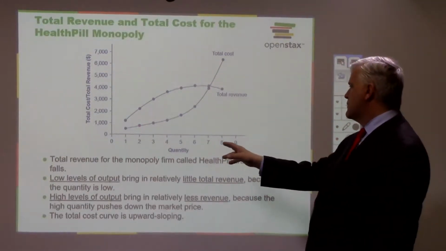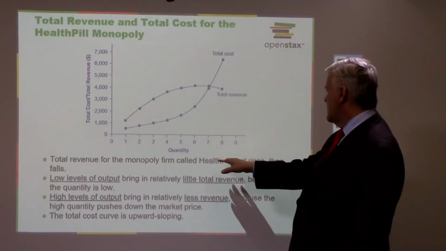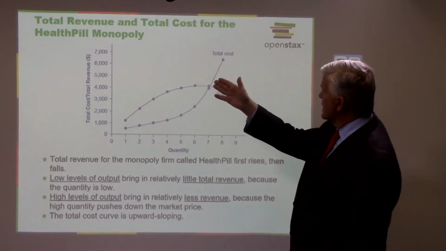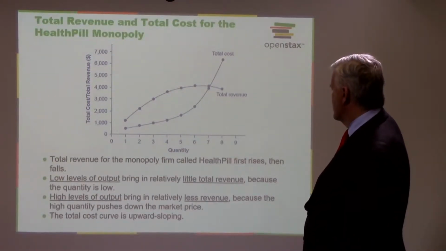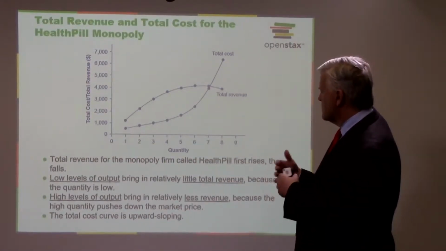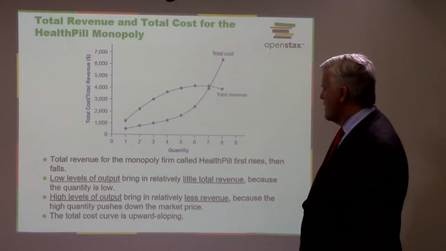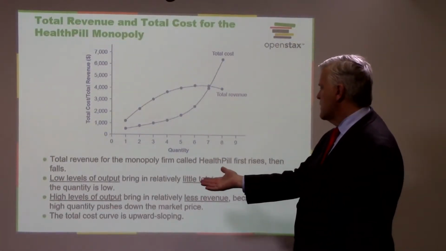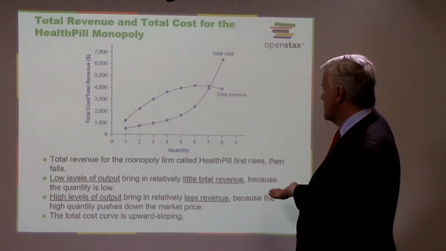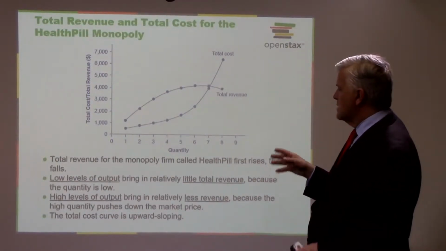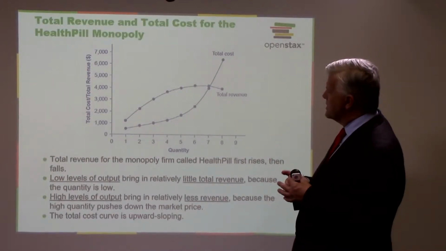So total revenue for the monopoly firm, in this particular case we're calling it the health pill monopoly, first rises, then it falls. The low levels of output bring in relatively little total revenue because the quantity is so low. The high levels of output bring in relatively less revenue because the high quantity pushes down the market price. And so the total cost curve is upward sloping, right?